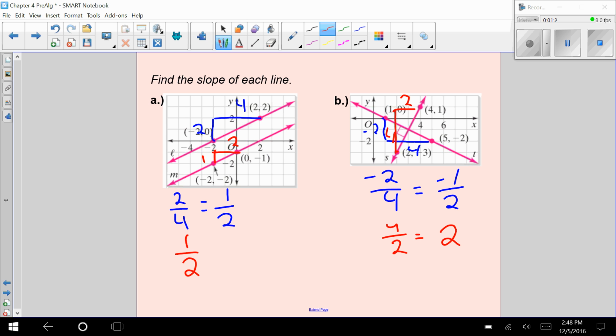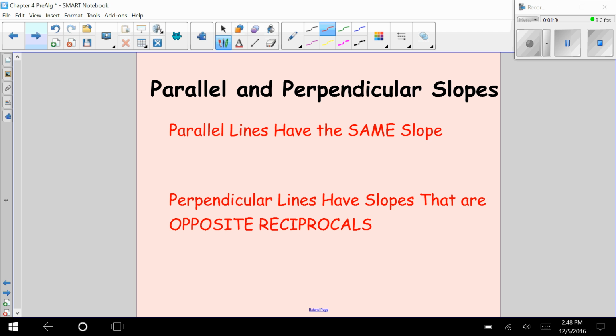You'll notice those slopes have opposite signs. One's negative, one's positive. And 2 is the flipped over version, the reciprocal of 1/2. So our rule is parallel lines have the same slope, and perpendicular lines have slopes that are opposite reciprocals. So opposite sign, positive or negative, and reciprocal just means you take that fraction and you flip it over.